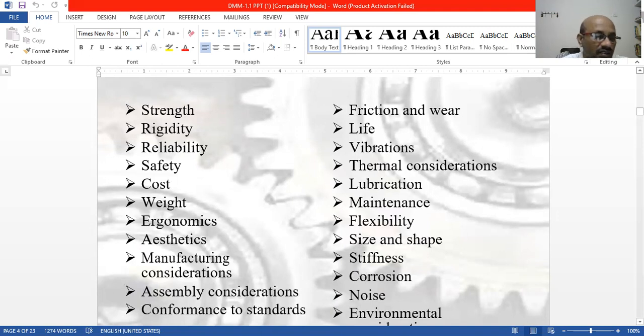Next, safety. What is safety? The product should not be damaged, and whenever we use it, we have to give safety to the equipment as well as to whoever is using the product. That is very important. Another one is cost. You should always provide a lower cost compared to other products, while giving more efficiency than other products.